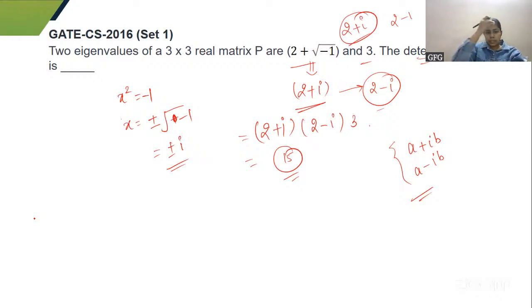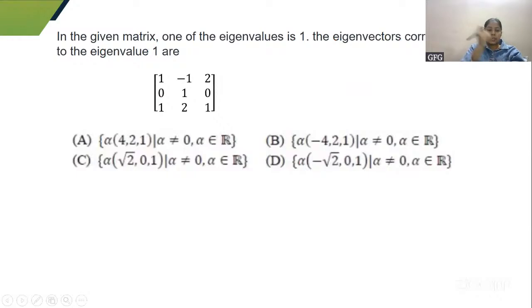Okay, great. Now let's get back to this question. This question says that given a matrix, one of the eigenvalues is 1. Corresponding to the eigenvalue 1, you have to tell the eigenvector. Just try this question, guys. What would you do?